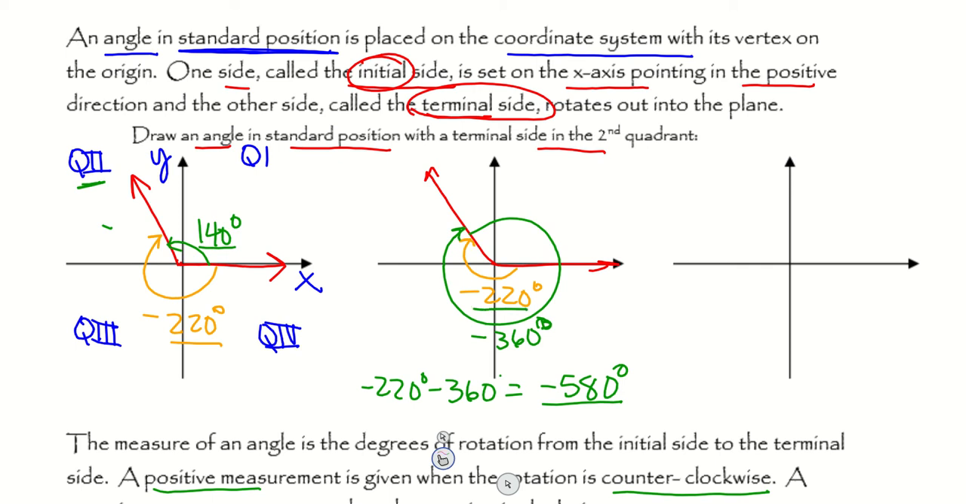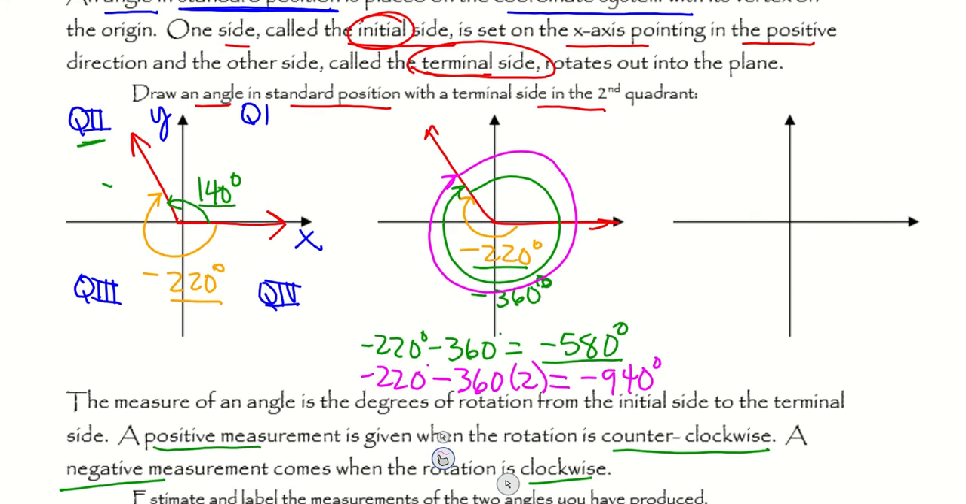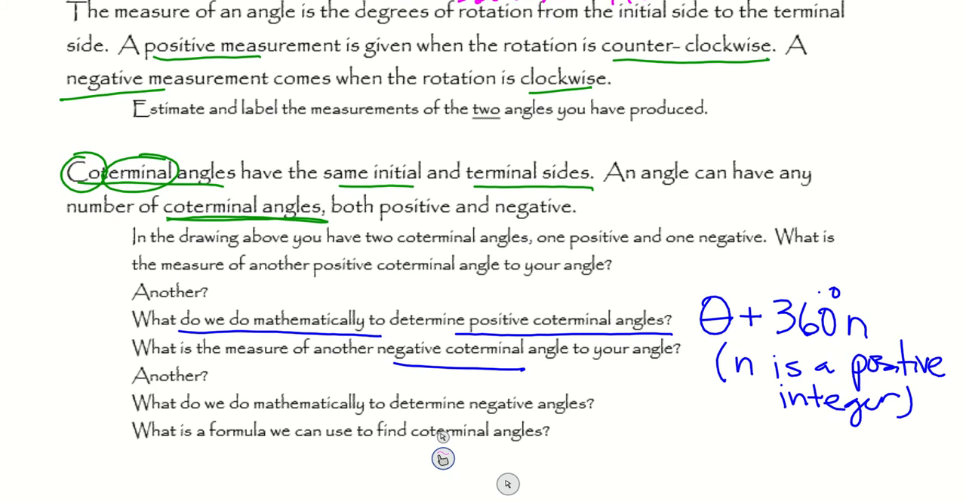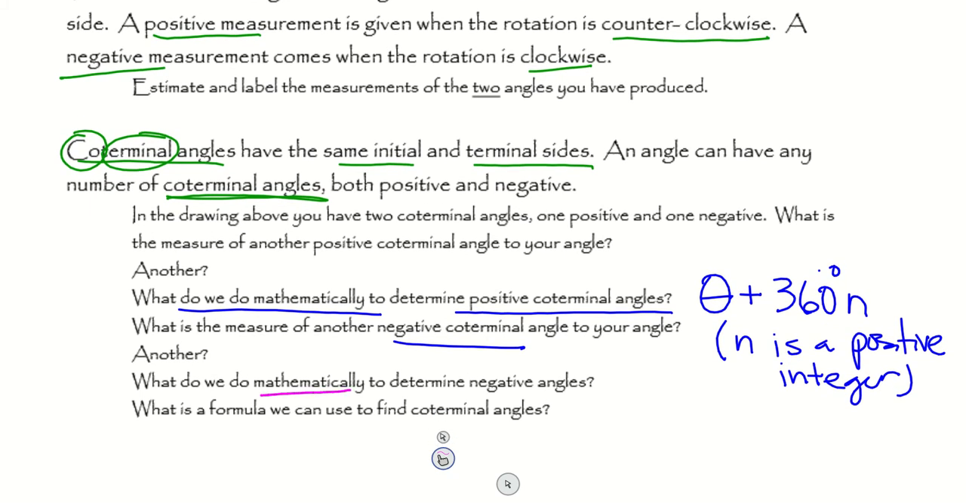If I wanted another one, I would pick up where I left off and rotate another 360 degrees clockwise. So from my negative 220 degrees, I subtracted two 360s, which gets me to negative 940 degrees, another negative coterminal angle. So in general, what do we do mathematically to determine negative coterminal angles? We start with our theta and subtract any number of 360 degrees.